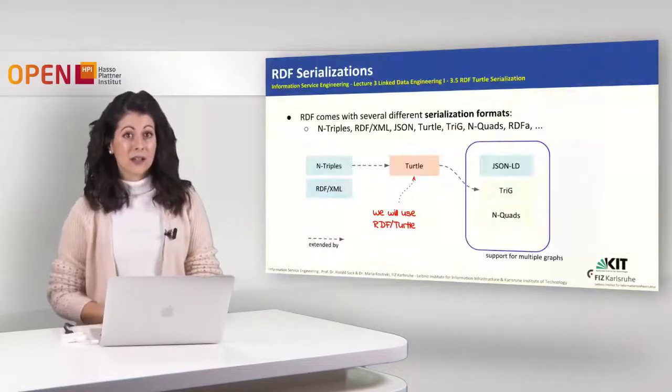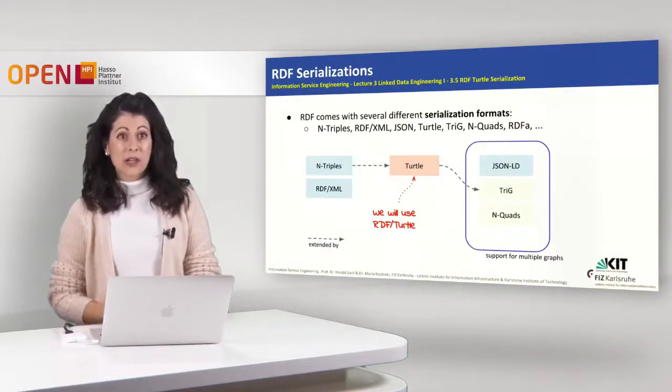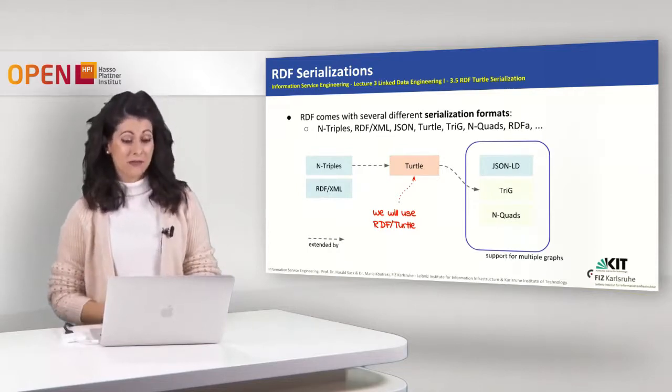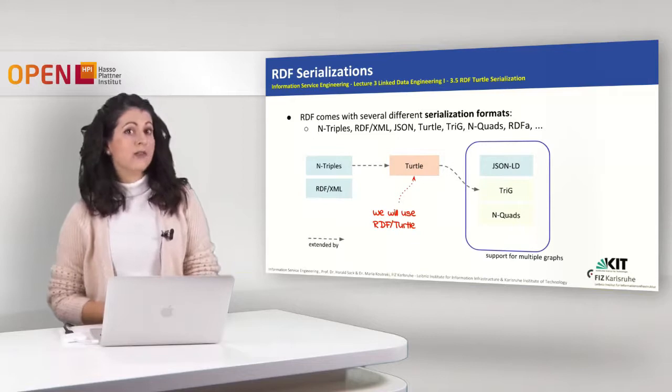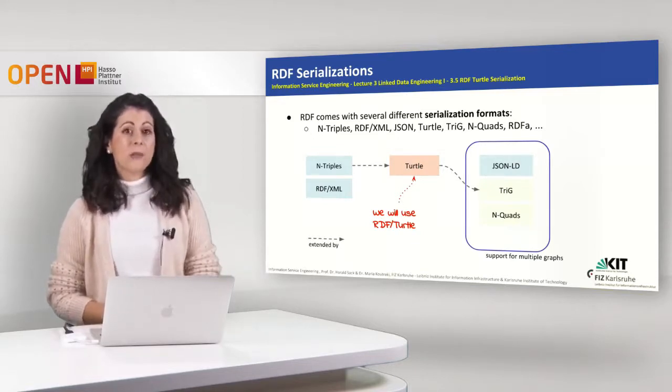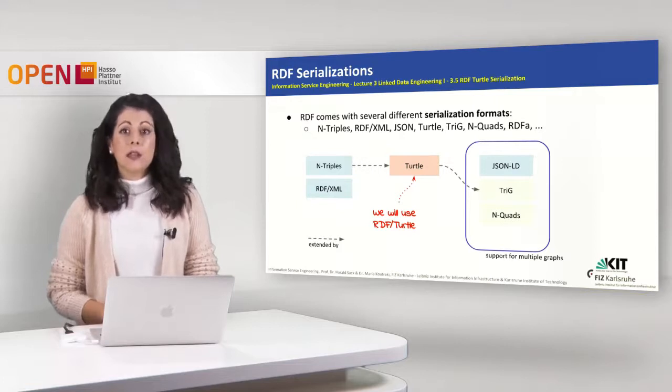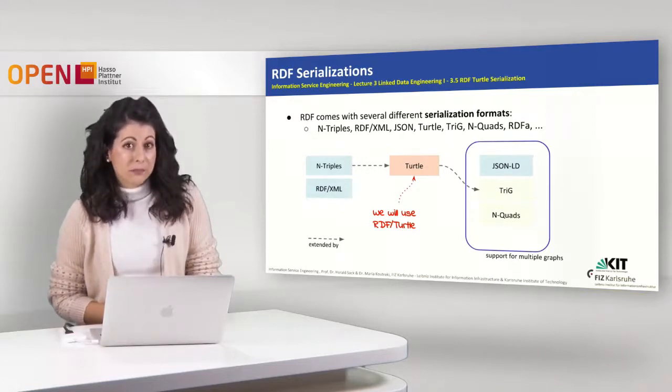And let us start. You remember in the previous part of the lecture, we discussed what RDF is and how to represent facts in RDF. And also we said that RDF comes with several different serialization formats. Some of them are N-Triples, RDF/XML, JSON, Turtle, TriG, N-Quads, and RDFa.